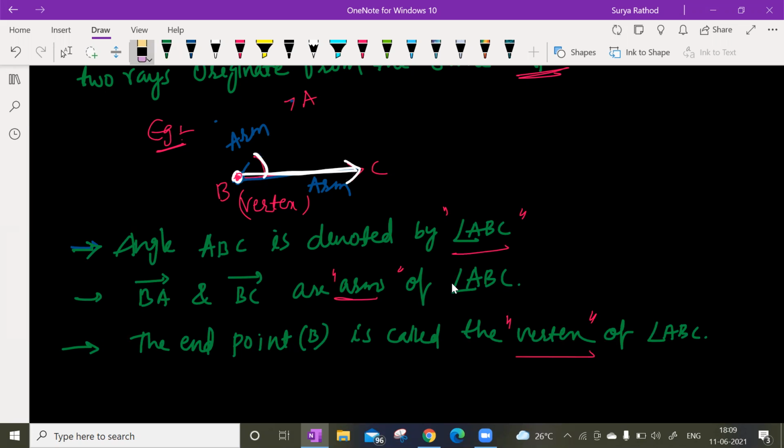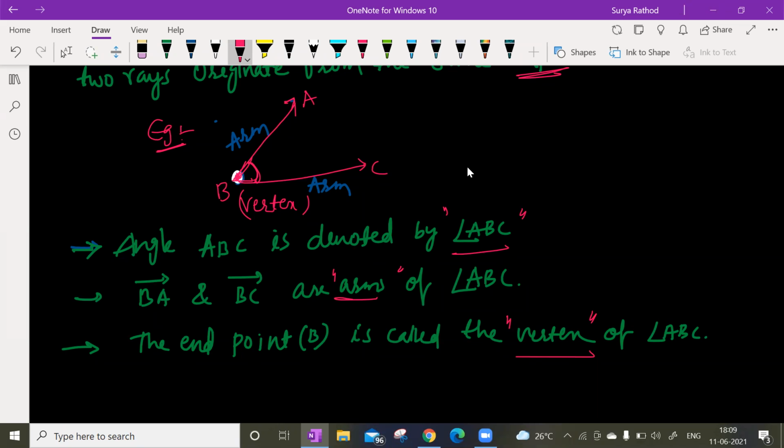I think if I take a printout, it won't be visible. So let me draw with the pink color only. Any doubts? Chalo. No doubt.